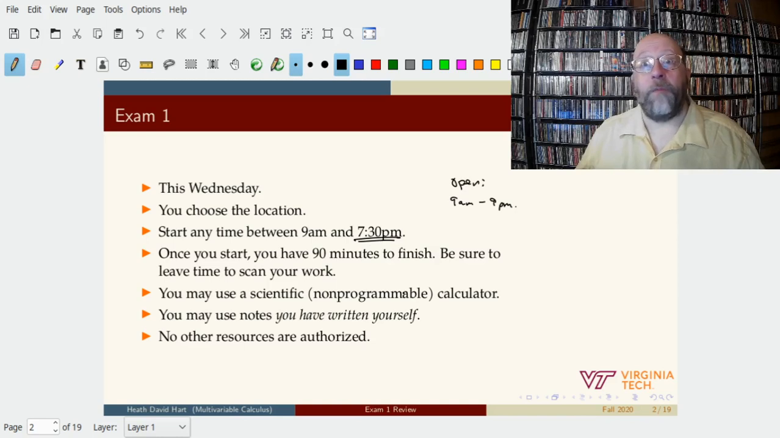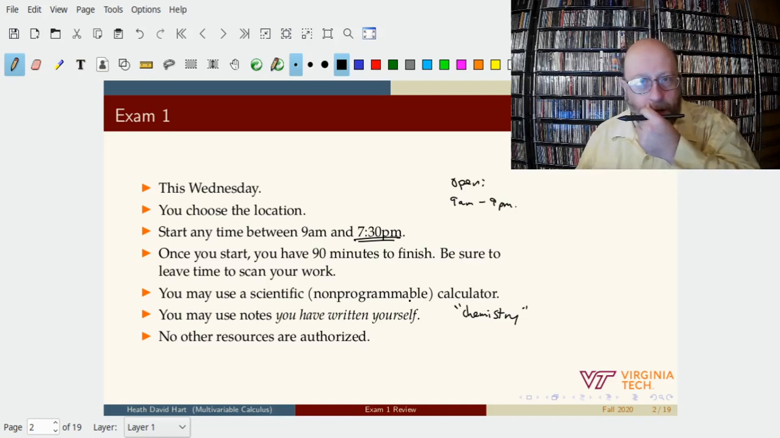You may use a non-programmable scientific calculator, like the chemistry calculator, but it doesn't have to be that specific model, but it has to be something that is functionally equivalent. You may bring in any notes you have written yourself. You can bring any practice problems you've worked through, any examples that you've taken down or notes that you've copied down from the videos, anything that you have written yourself, okay? But you are not allowed any other resources, just a calculator and notes that you've written yourself. All right?